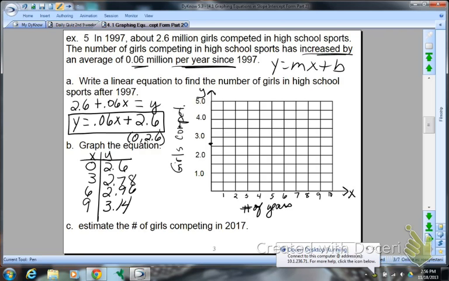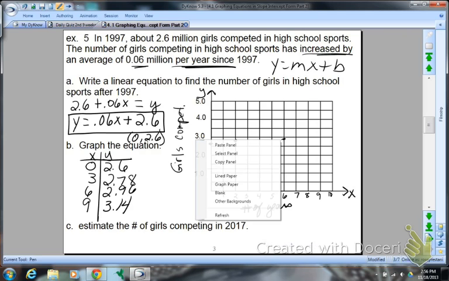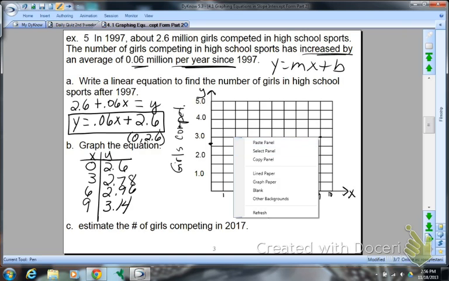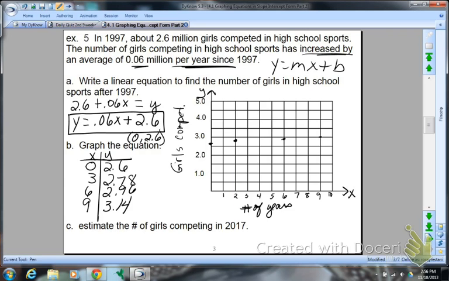Okay, so here are the points. Now we're going to plot the points. I've already plotted 0, 2.6. Now I plot 3, 2.7, I am just estimating. And then I'm going to plot 6, 2.96. That's very close to 3. And then 9, 3.14 is just a little above 9. So now I'm ready to draw my line.